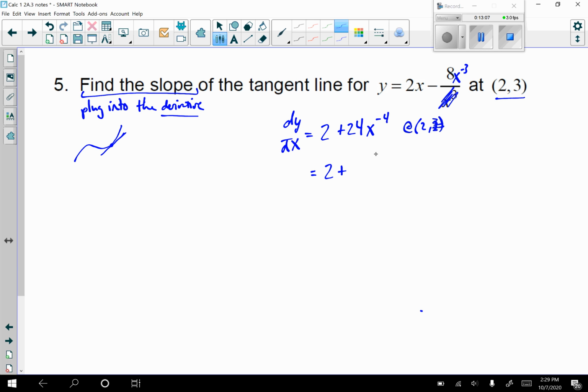Now, this is where you have to know what to do with the x to the negative 4th. The x to the negative 4th, you could write in the denominator, but the 24 stays in the numerator. So that will help you plug this in. You have to know what those exponents mean. So at this 2, we get 2 plus 24 over 2 to the 4th. That's 2 plus 24 sixteenths. That reduces to 3 halves. So 2 plus 3 halves, that's 4 halves plus 3 halves is 7 halves. The slope of the tangent line at 2, 3 for that graph is 7 halves.